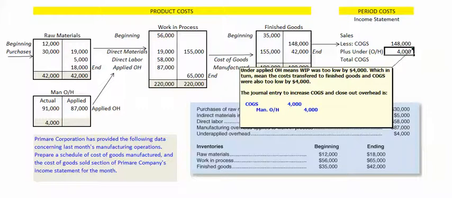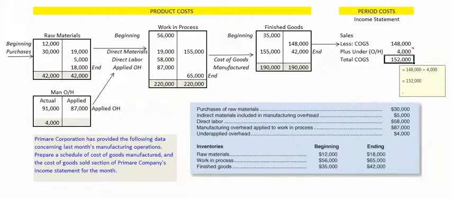$4,000. And as our cost moved from finished goods to cost of goods sold, it also would have been too low by $4,000. The journal entry to increase cost of goods sold and close out our manufacturing overhead will be a debit to cost of goods sold, an increase, and a credit to manufacturing overhead.